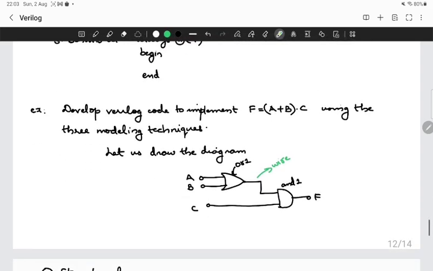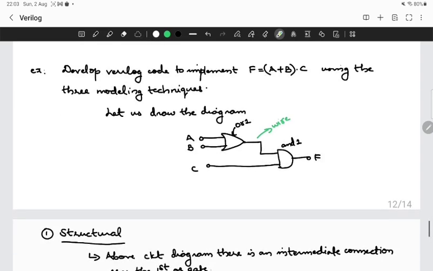Here is where the Verilog code we started writing. So let us see an example. Already we have seen one example in the last class. Develop Verilog code to implement F = A + B · C, using the three modeling techniques. Let us first draw the diagram so it becomes easier for us to write the Verilog code.